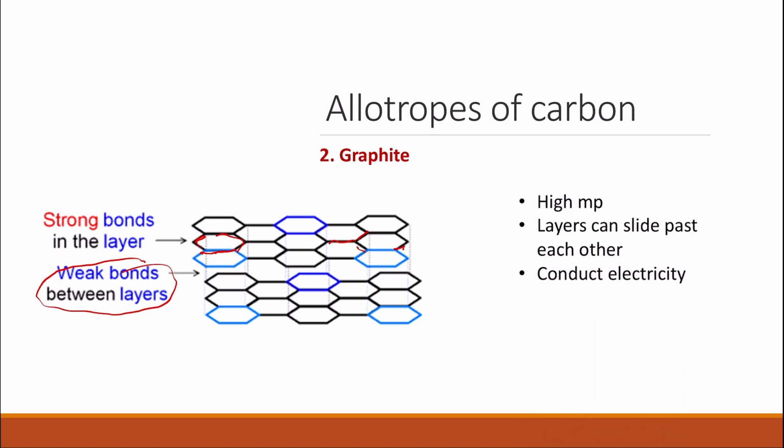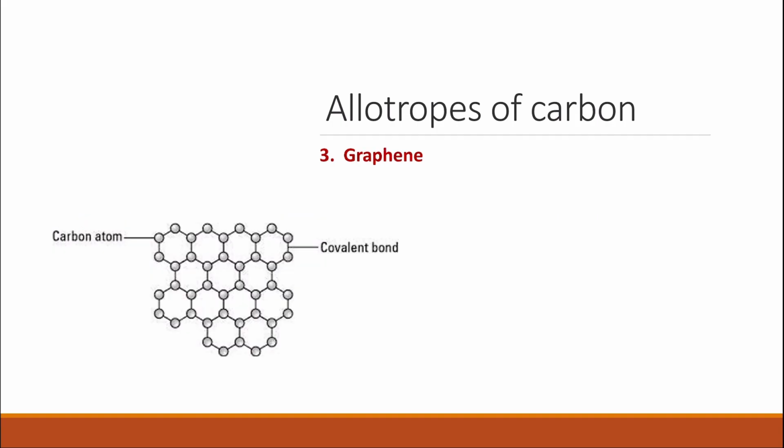However, graphite can also conduct electricity because of the delocalized electrons. They have one free electron in each carbon atom that does not take part in covalent bonding. It's not shared, and so it is delocalized. It can move freely, so graphite can conduct electricity.